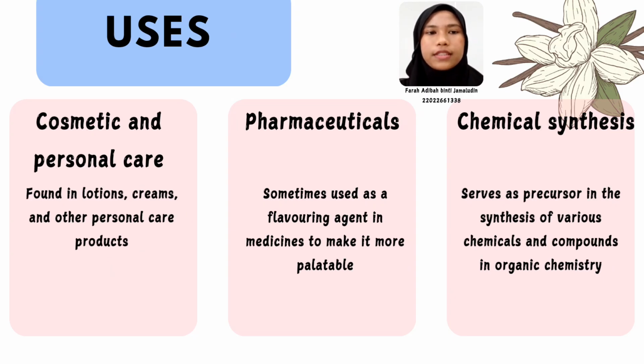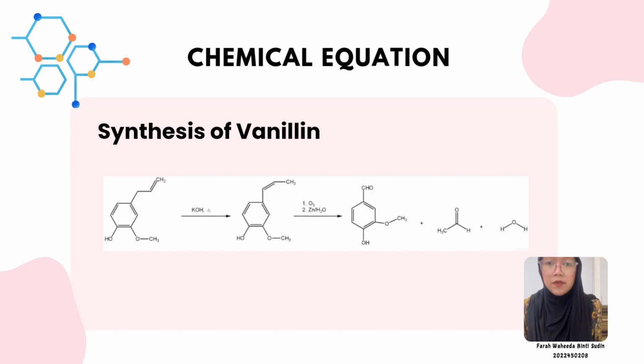Vanillin can be used in cosmetics and personal care. It can be found in lotions, creams, and other personal care products. Other than that, it is used in pharmaceuticals, sometimes as a flavoring agent in medicine to make it more palatable. Lastly, it is used in chemical synthesis, serving as a precursor in the synthesis of various chemicals and compounds in organic chemistry.